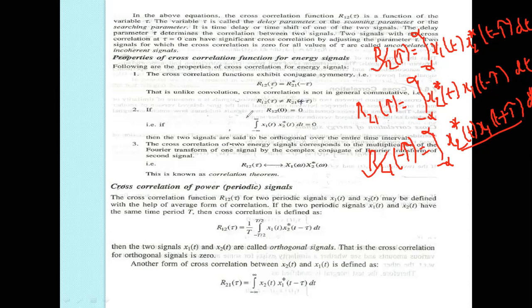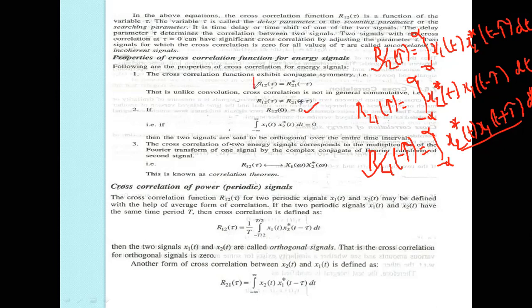Then only these both are equal; otherwise it is not equal. Now R12 at tau equal to 0 becomes the integral of x1 of t, x2 star of t. That value is a convolution function, and definitely it becomes a 0 value. So R12 of 0 is a 0 value, when tau is equal to 0. That is the second property.